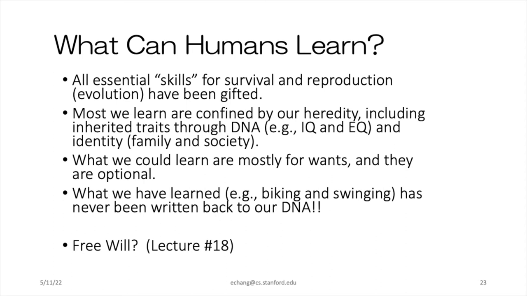Yes, some people are more rebellious. They can defy their identities, but most people will just be conformant. And therefore, what we can learn is mostly for our wants. They are optional, they are extracurricular. And I was joking about the free will we have. It's probably just ordering dishes on DoorDash or in the restaurant, and other things are pretty much restricted. When we get to lecture 18, free will is a kind of philosophical question. Do we really have free will, right?